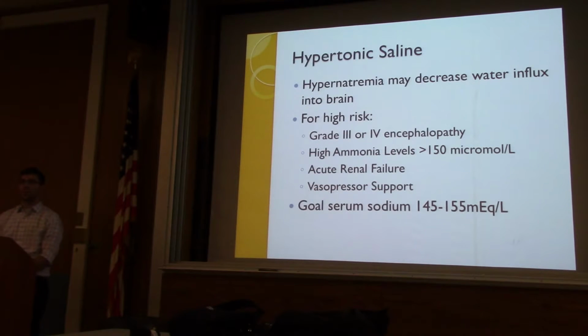And then one thing we'll talk about is a little hypertonic saline. So the hypernatremia you can use to increase your intravascular space, but it takes the fluid away from fluid going to the brain. And the studies are really done in grade 3 and grade 4 encephalopathy with high ammonia levels and acute renal failure, and are on the need for vasopressor support. And the idea is that you want to keep a goal of serum sodium of 145 to 155.